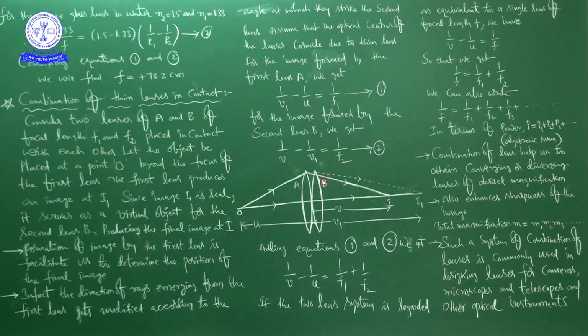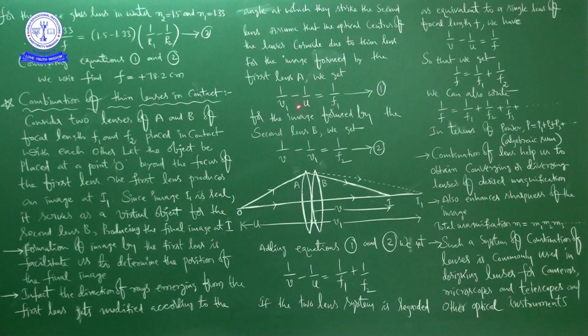And we are assuming that the optical centers of the lenses coincide due to thin lenses, right? So that is the assumption. Next, now we are going for the derivation. See this, observe carefully. For the image formed by the first lens A, we get, so actually the lens formula is 1/V minus 1/U is equal to 1/F.